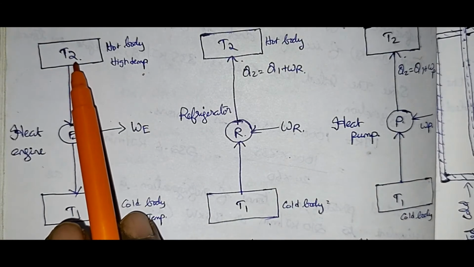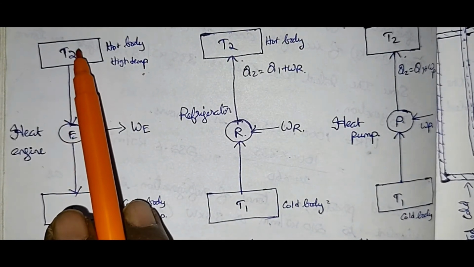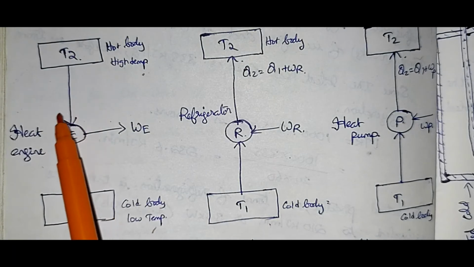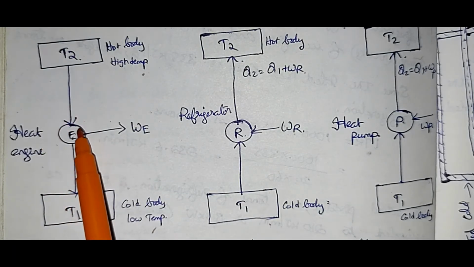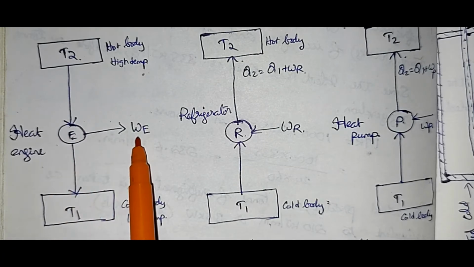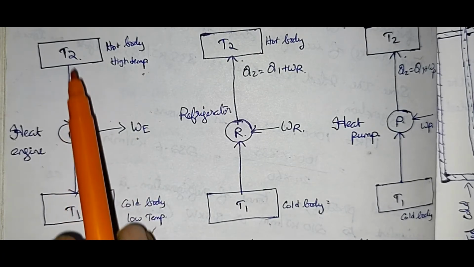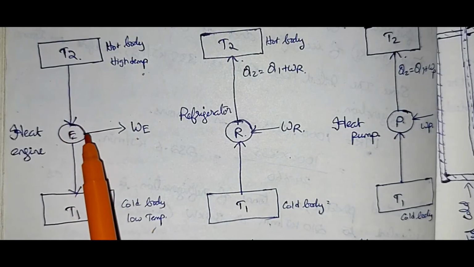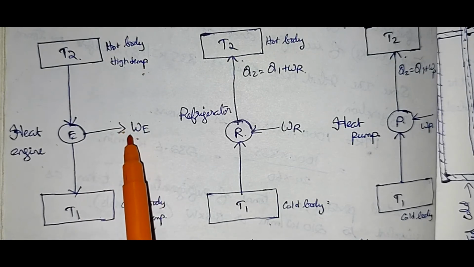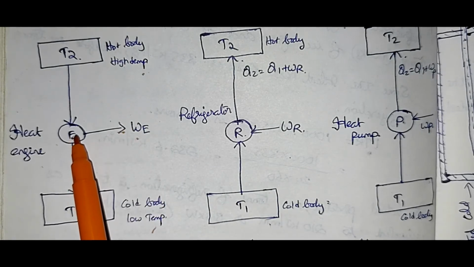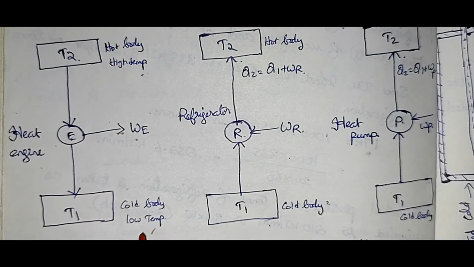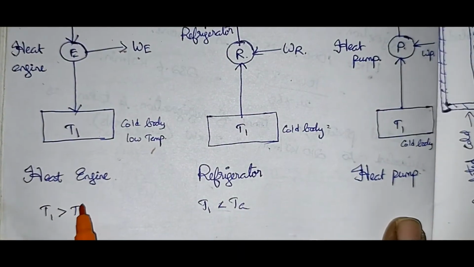Heat is supplied from the hot body to the engine. Work is done by the engine. See the direction of this arrow, work is done by the engine. After work is done, the remaining amount of heat is rejected to the cold body, low temperature. You can write here, this is the heat engine, T1 is greater than T2.